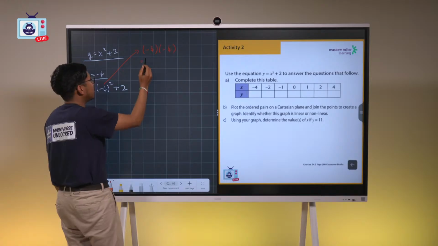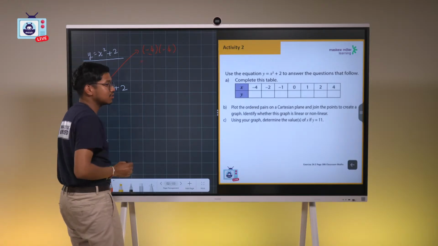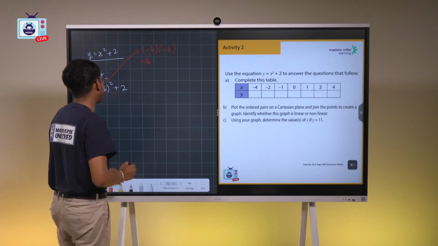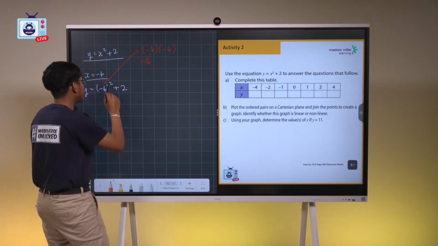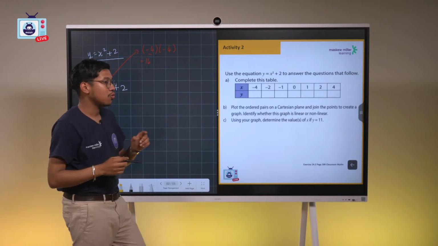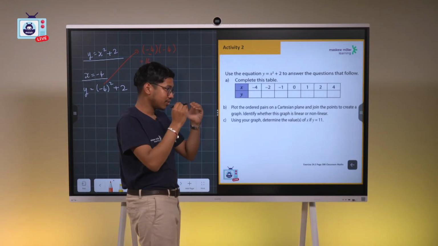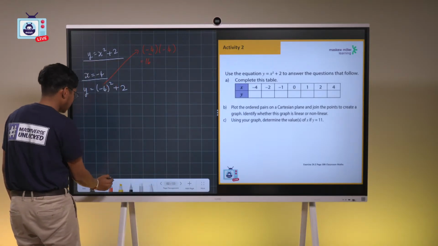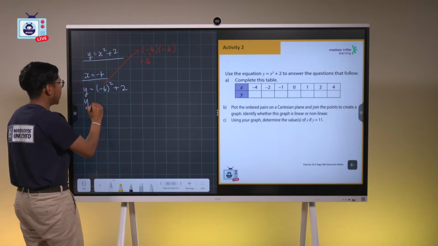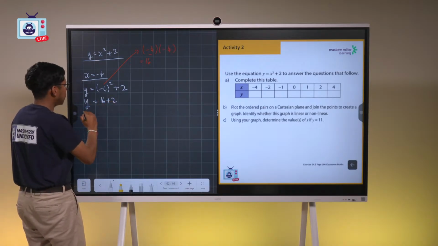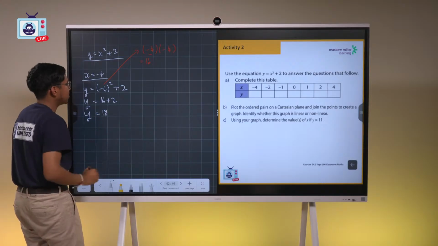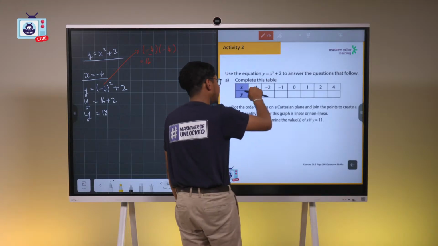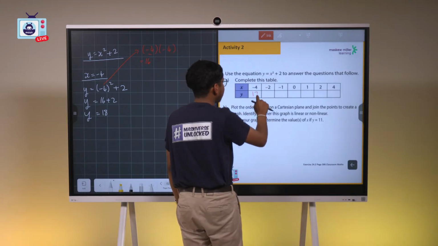And what do we know? Two negatives make a positive. And then 4 times 4 is 16. Right? I see many students make this mistake. They think that the square means times by 2. No, we are just multiplying whatever number the base is by itself, twice or thrice, whatever the number given over here is. So we have y to be 16 plus 2, and 16 plus 2 is 18. Okay? So my first output value for the input value of -4 is 18.